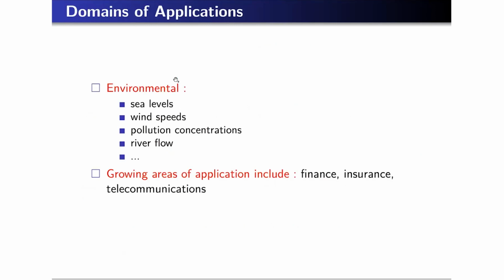In this talk, we have many domains of application. For example, in environmental situations, where the sea level is rising, wind speeds, which have some impact when they exceed a record sometimes, pollution concentrations, etc. And in finance and insurance, we have many applications. It is a growing area of application of extreme value theory.